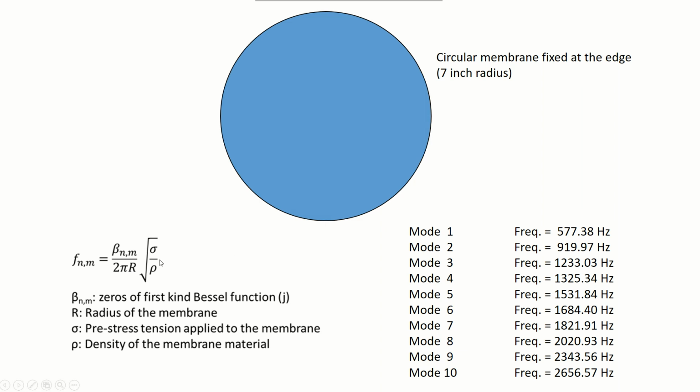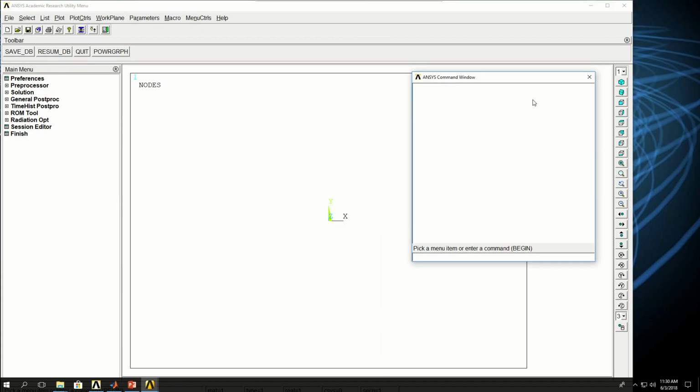And if you use these values for 100 megapascal initial stress applied to this drum with this radius of 7 inches, these are the natural frequencies that we're expecting to receive from the ANSYS model. So let's try this in ANSYS APDL.